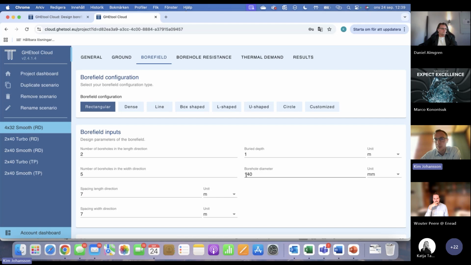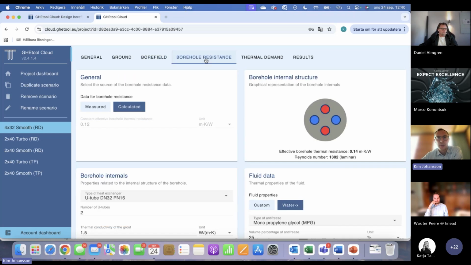And of course, the borehole diameter is also something that we could choose here. In this example, we have chosen 140 millimeter boreholes. And then we jump into the borehole resistance. Here you have 2 options. Either you could calculate, or let the software calculate, the borehole resistance for you, or if you have made a TRT, then you have a measured value that you could put in.